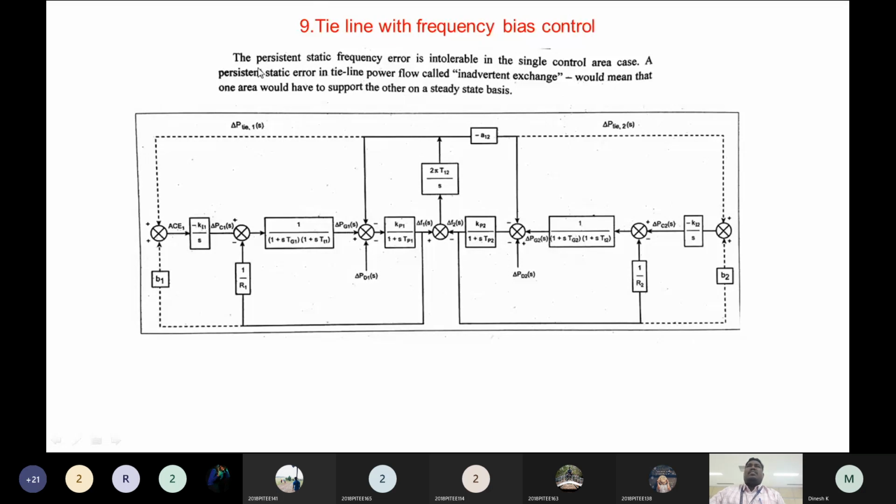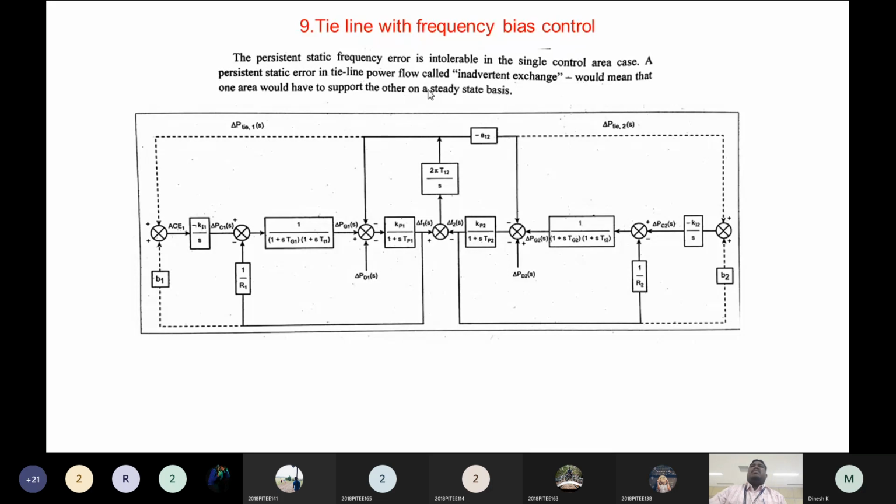The persistent static frequency error is intolerable in a single control area case. Static frequency error is intolerable, and a persistent static error in tie line power flow is called inadvertent exchange, IAE. It means that one area would have to support the other on a steady state basis. So if you are interconnecting one area to another, it should not be purely dependent on one system or the other.